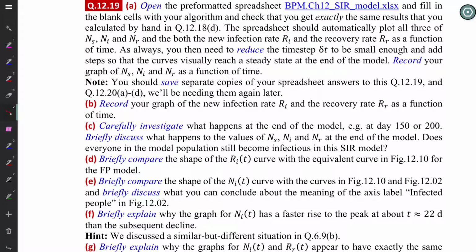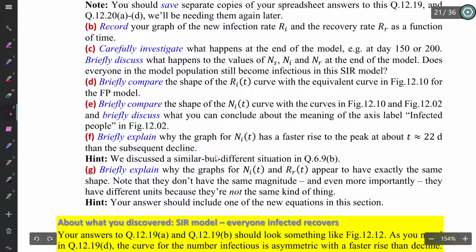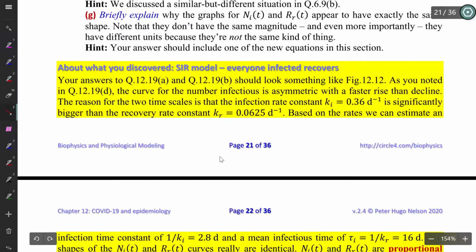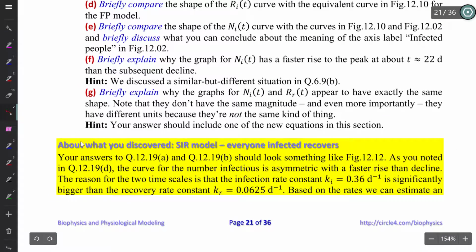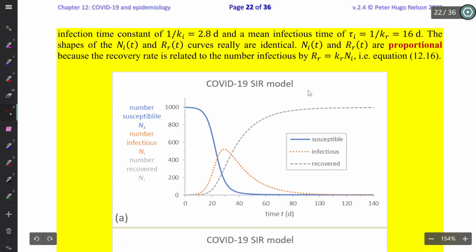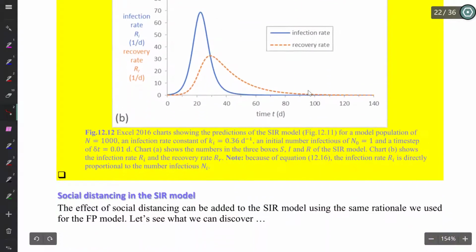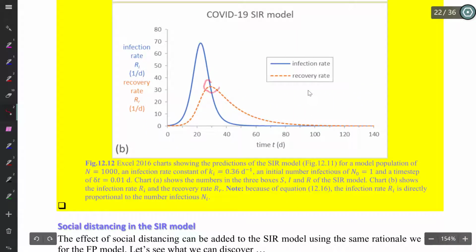What we now want to do is, we should have done record your graph, so that's what we did. We just did part A. Then the next part is record the graph for RI and RR, and then there's a bunch of questions where you have to talk about stuff, so I'm going to leave that as an exercise for you. Then there's one of these yellow boxes which talks about the SIR model and the idea that everyone recovers. And then here's the graph that we just made, and then there's a graph of what you'd expect, and one of the interesting things is actually happening here. We'll be talking about that next.